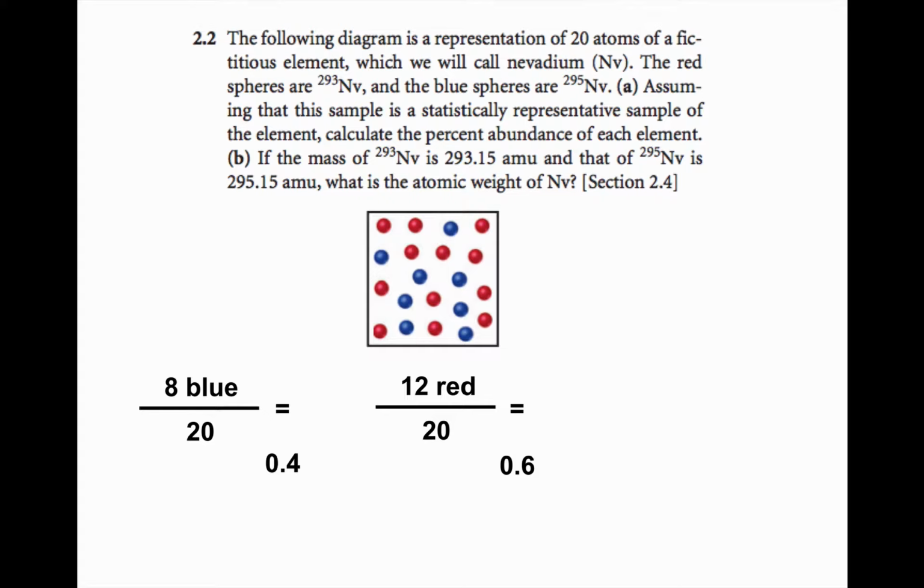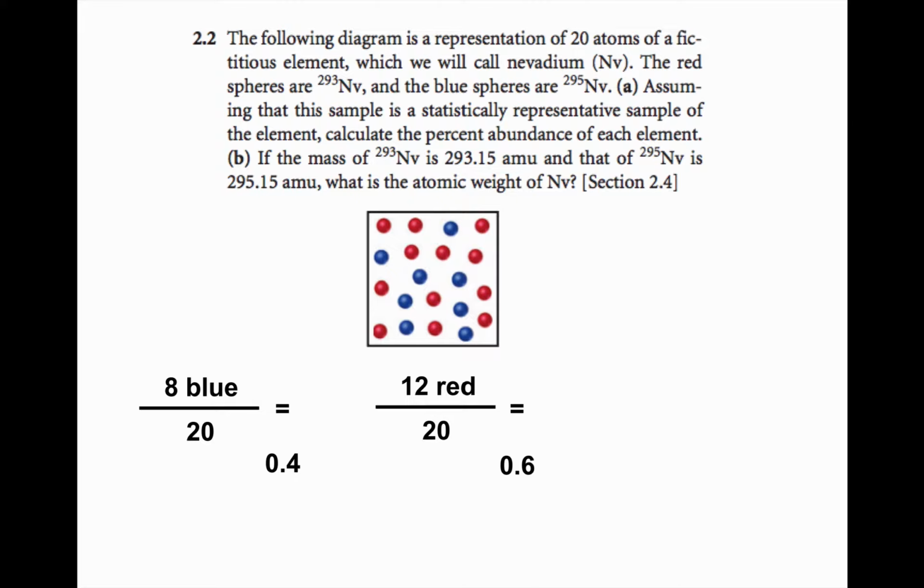All right, B. If the mass of nevidium 293 is 293.15 AMUs, and that of nevidium 295 is 295.15 AMUs, what is the atomic weight of nevidium? So when we have a sample, most of our sample is red, right? It's not equal, right? So this is what's called a weighted average. This sample is weighted towards red spheres.